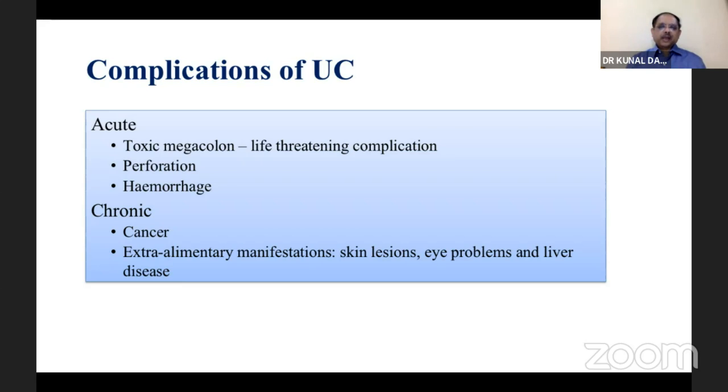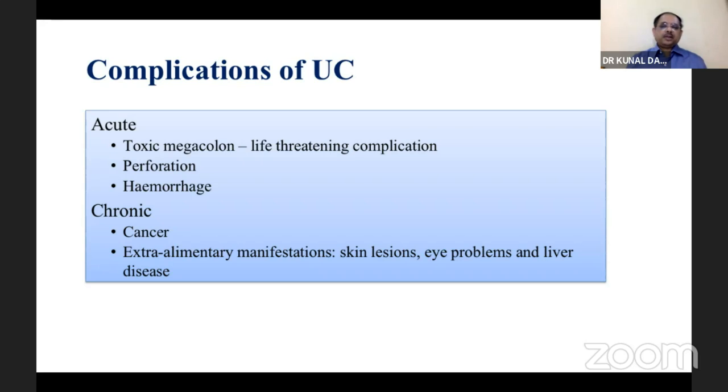Here, the colon is dilated, and if you do a simple X-ray of the abdomen, we will find that the colon is dilated, maybe more than around 8 centimeters in the transverse colon. It may lead to perforation. There may be hemorrhages. What are the chronic complications of ulcerative colitis that we must be aware of?